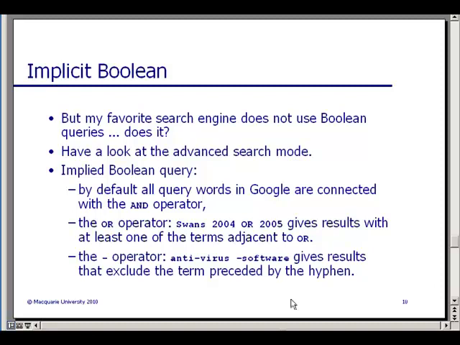For instance, you can use the OR operator, so you can ask for something like Swans 2004 or 2005, and this gives you results with at least one of the terms adjacent to OR. Or you can use the hyphen operator. This is basically a logical negation, a not. So you can search for antivirus, not software. This should only give you the documents that come probably out of the medical domain.